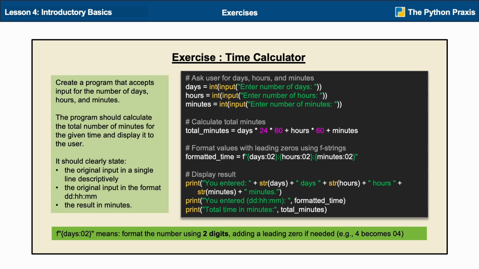The program asks the user for days, hours, and minutes, using the input function and the proper prompts, and stores the values in the respective variables: days, hours, and minutes. Then it makes the necessary calculations. total_minutes equals days times 24 times 60 plus hours times 60 plus minutes. After that, it formats the output of the values with leading zeros using f-strings. And at the end it prints the initial entries from the user, all in the same line. Then it prints the user input in the requested format. And last it prints the result in minutes. Boom! You just wrote a time calculator.